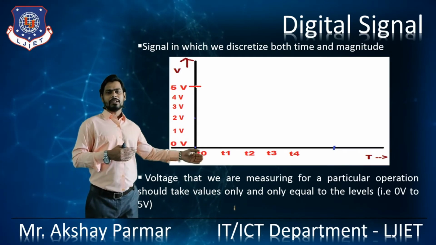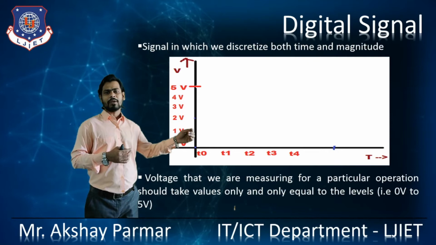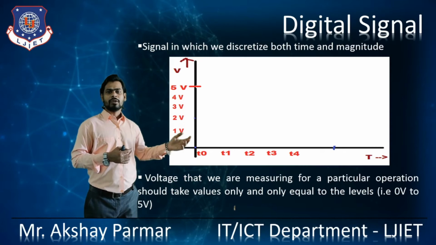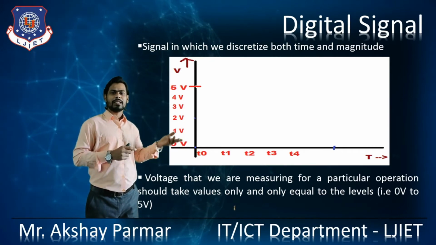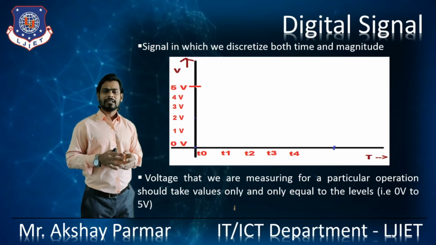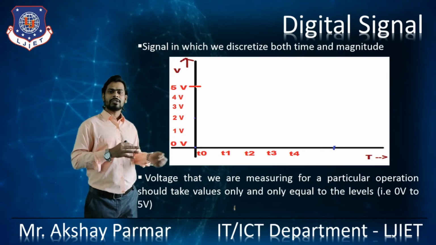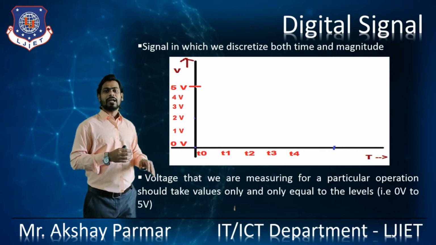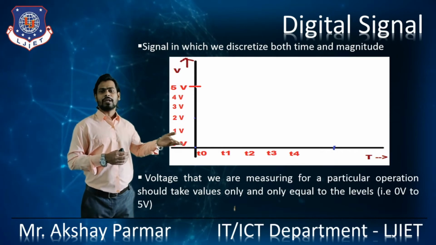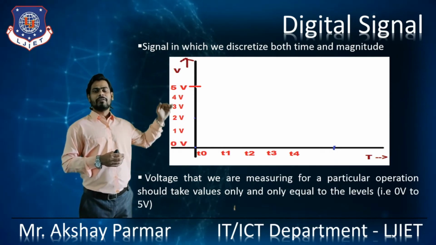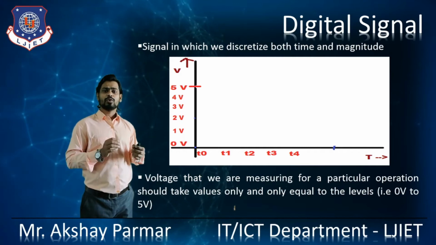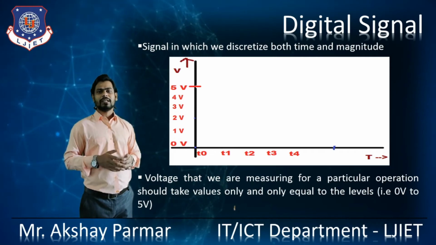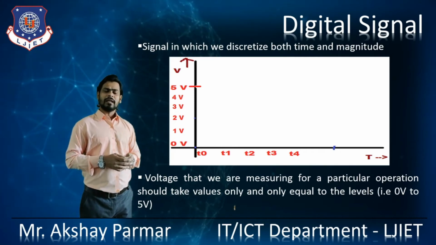Here, at any time you can measure the quantity only at particular levels, like 1 volt, 2 volts, 3 volts, 5 volts, and so on. You cannot measure a voltage between 1 volt and 2 volts. The voltage should take only values equal to those levels. For example, 0 volts, 1 volt, 3 volts, 4 volts, and 5 volts, and so on. This is how digital signals are measured.